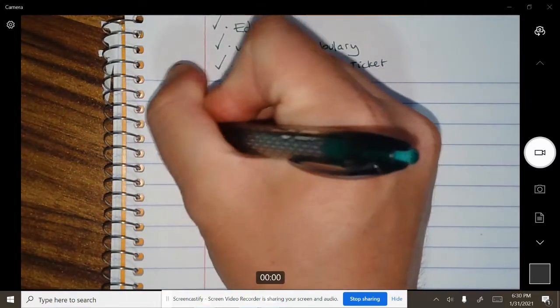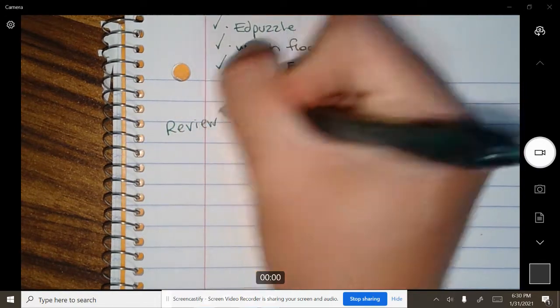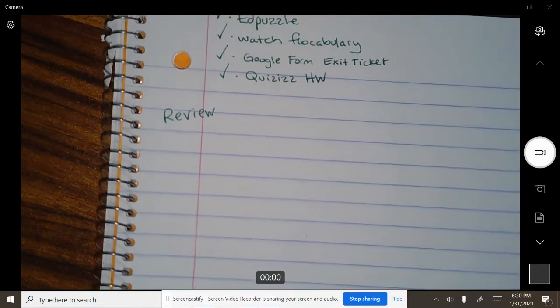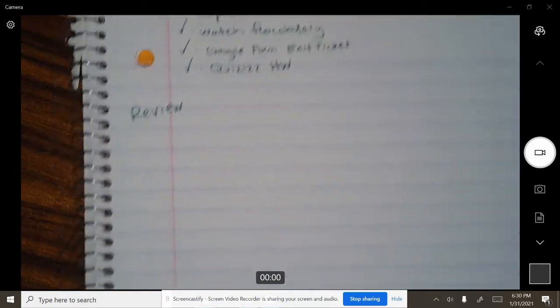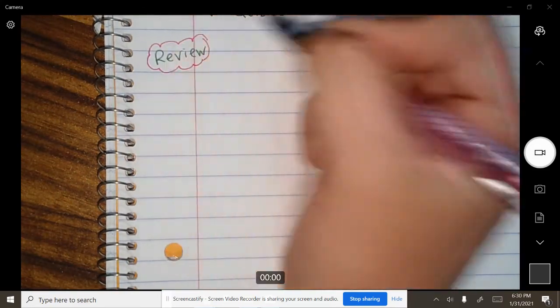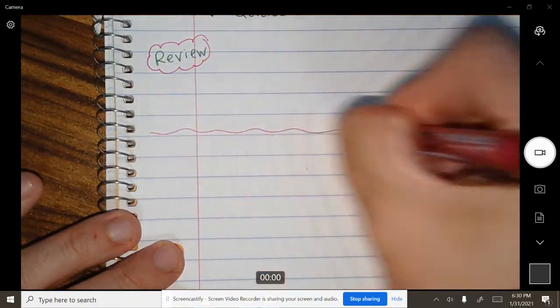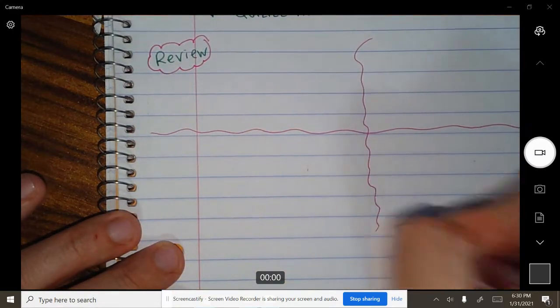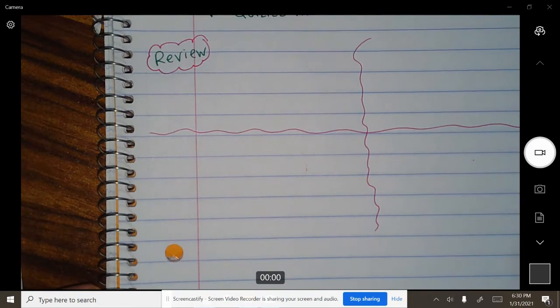Let's review from last week. We learned some new rules last week. Let's just review them. We always need review in math. Review for math is vital. You have to have some review time to go over what we've just done. I'm going to divide this into 4 quadrants, okay? And we're going to talk about our rules.